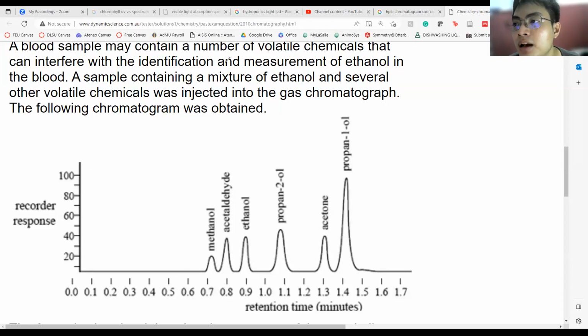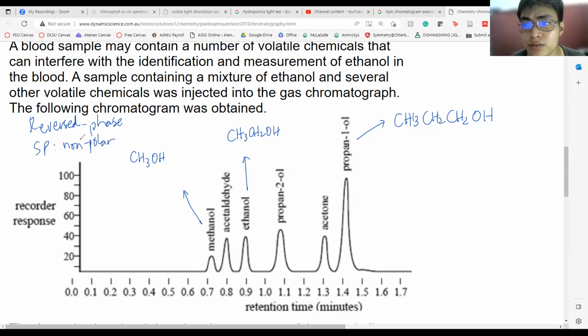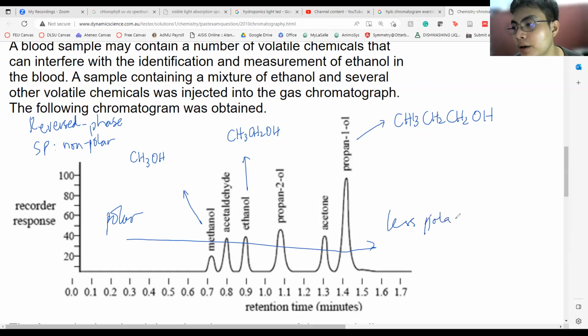Okay, ngayon naman may mga functional groups na. So ito, drawing ko yung ibang compounds. So for methanol, it's CH3OH. For ethanol, it's CH3CH2OH. And for the 1-propanol, it's CH3CH2CH2OH. So again, let's say this is the reverse phase chromatography. So meaning your stationary phase is non-polar. Okay. So the idea, if you have a non-polar stationary phase or reverse phase chromatography, yung mga nasa left side are polar. And going to the right, it's becoming less polar or non-polar at all.